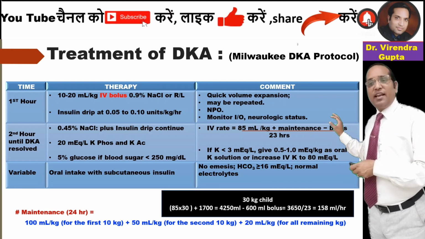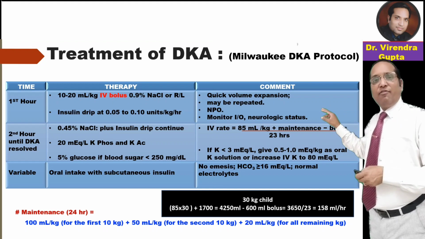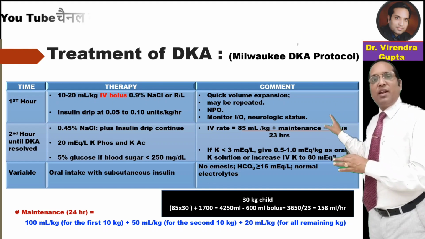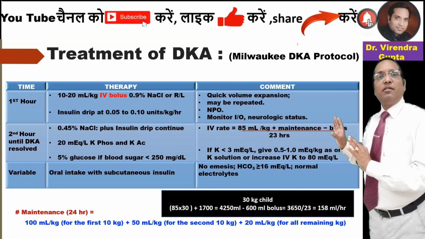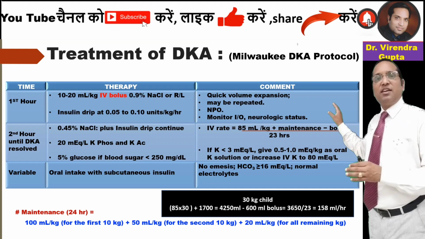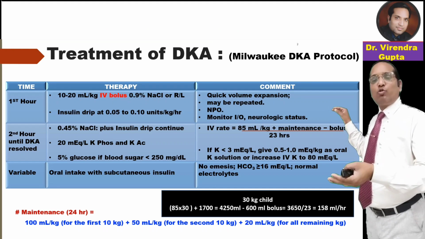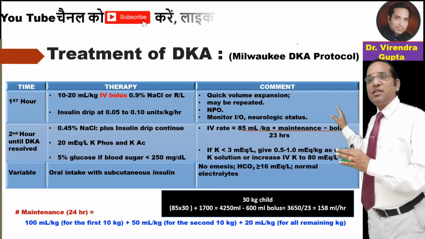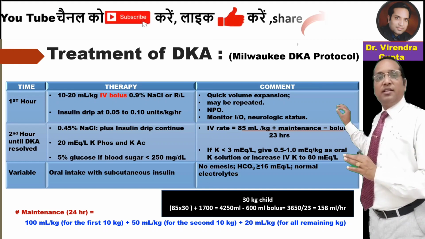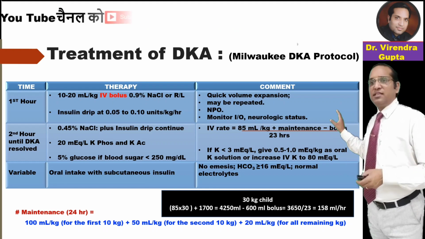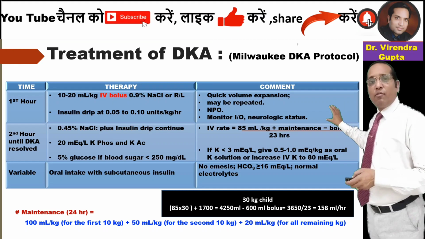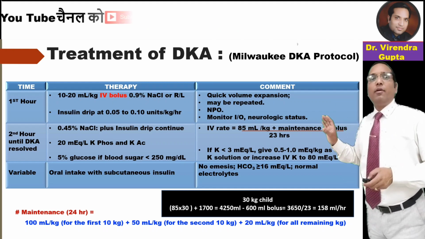For example, if there is a 30 kg child, 85 into 30 is the dehydration fluid, plus 1700 ml is the maintenance fluid for 24 hours, minus the 600 ml bolus given initially at the rate of 20 ml per kg. The total fluid is 3650 ml, to be given over 23 hours at the rate of 150 ml per hour. This is the fluid to be given.